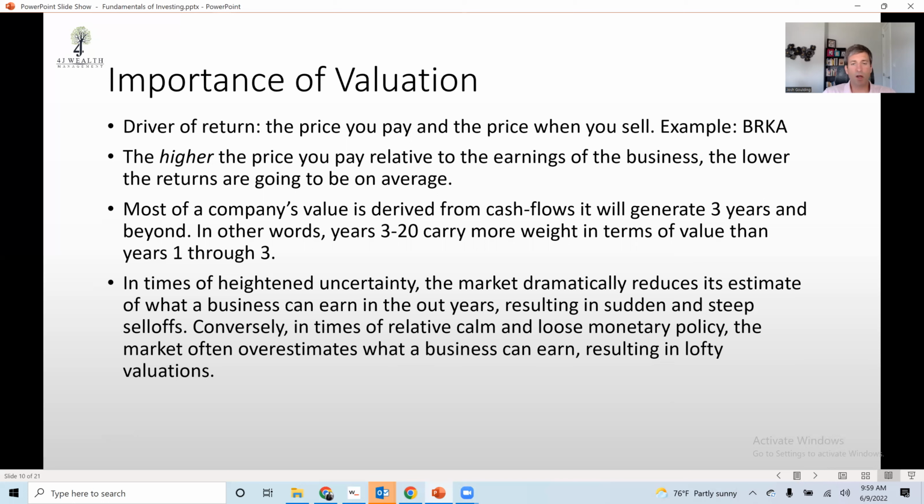Also, most of a company's value is derived from cash flows it's going to generate 3 years out into the future and beyond. So in other words, years 3 through 20 carry a lot more weight in terms of value than years 1 through 3. However, when you have times of heightened uncertainty, inflation, you still have a pandemic, you have a potential world war going on with Putin's war in Ukraine, that dramatically reduces investors' estimate of what the business can earn in those out years, right? Resulting in those sudden and steep sell-offs.